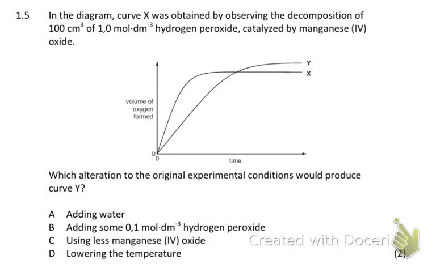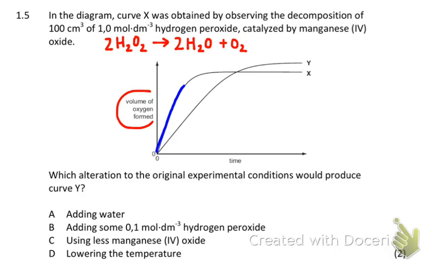All right, 1.5. We've got curves showing the decomposition obtained by plotting volume of oxygen against time for the decomposition of hydrogen peroxide. Remember the chemical formula for hydrogen peroxide, H2O2, and it decomposes to form water and oxygen, and this graph shows the volume of oxygen formed.